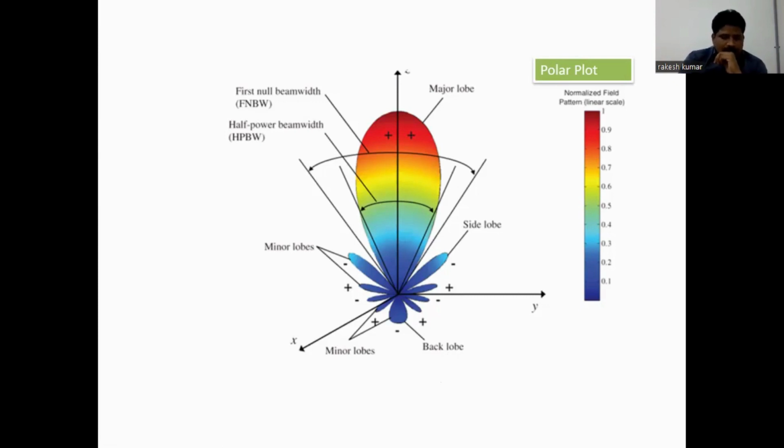What is meant by the definition of the major lobe? The major lobe is defined as the radiation lobe containing the direction of maximum radiation. In this figure, let us consider this is the theta equal to 0 degrees direction. Here, the maximum radiation is at theta equal to 0 degrees.